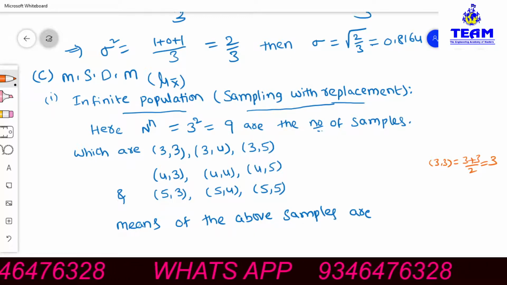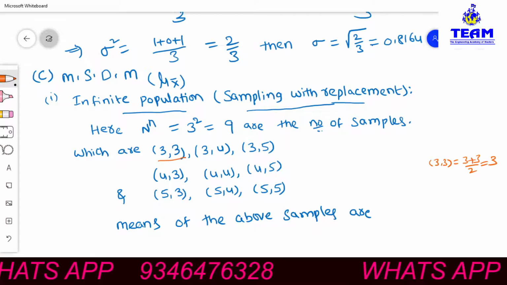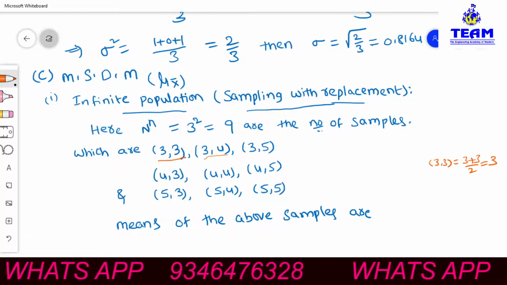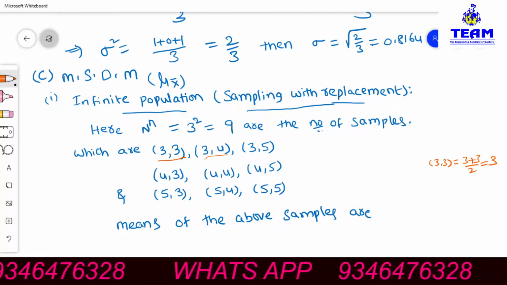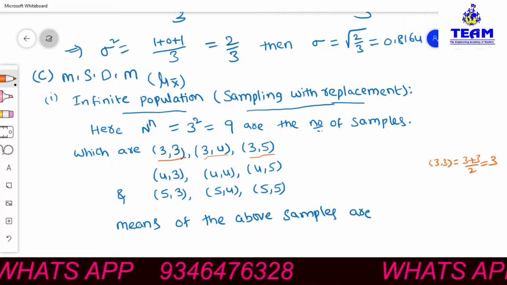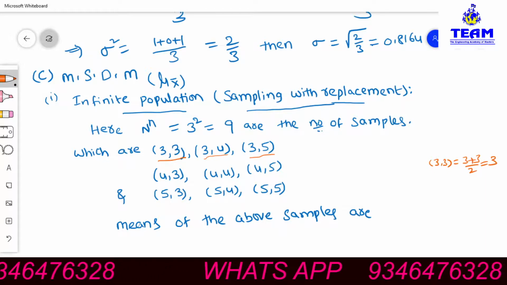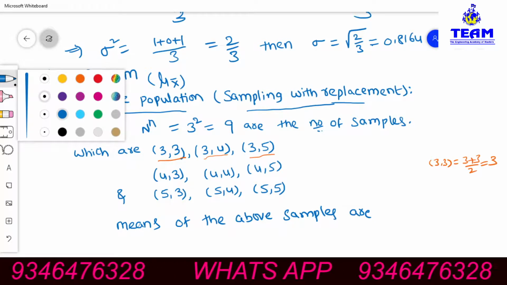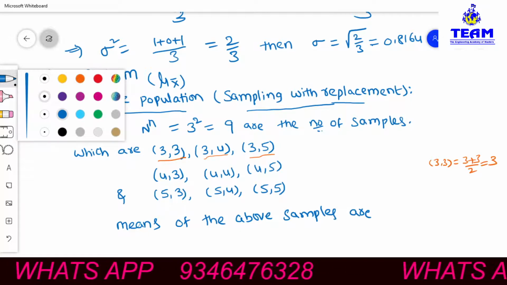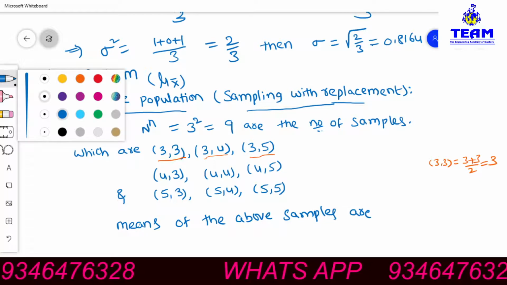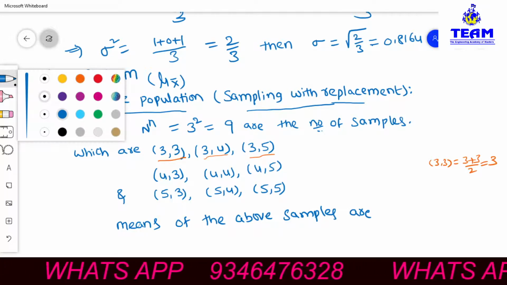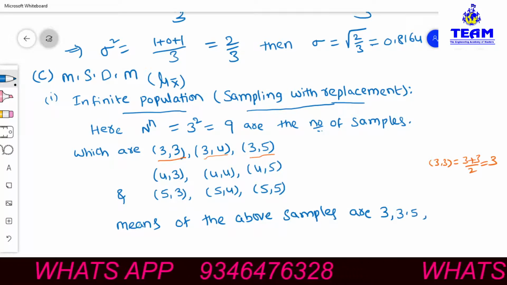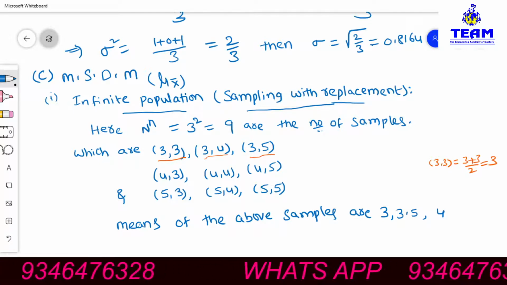The next sample's mean is (3 plus 4) by 2, which is 7 by 2, nothing but 3.5. And for the last one, 3 and 5, the sum is 8, and its mean is 8 by 2, nothing but 4. So the sample means in the first line are 3, 3.5 and 4.